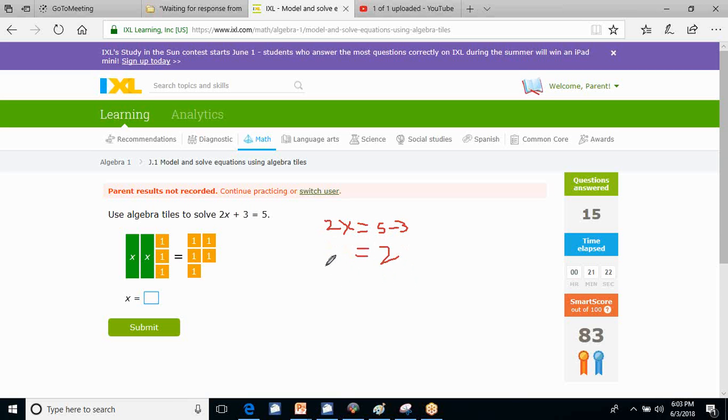To get x, you divide both sides, so 2x is equal to 2. To get x, you divide this side by 2, and you have to divide the other side also by 2. So this 2 cancels, right? So you have x, and then 2 divided by 2 is 1, right? So we get 1 right here.